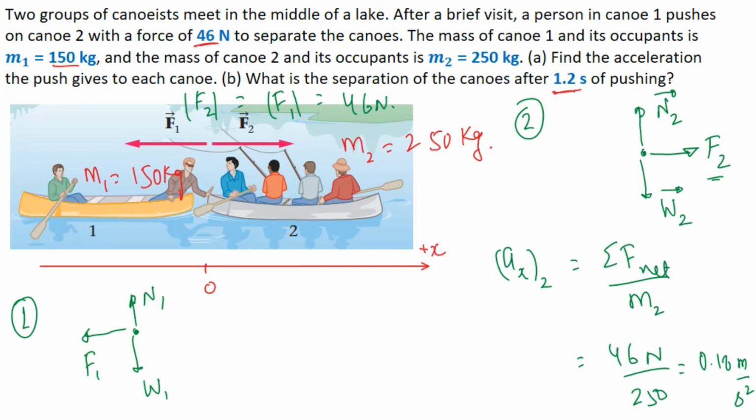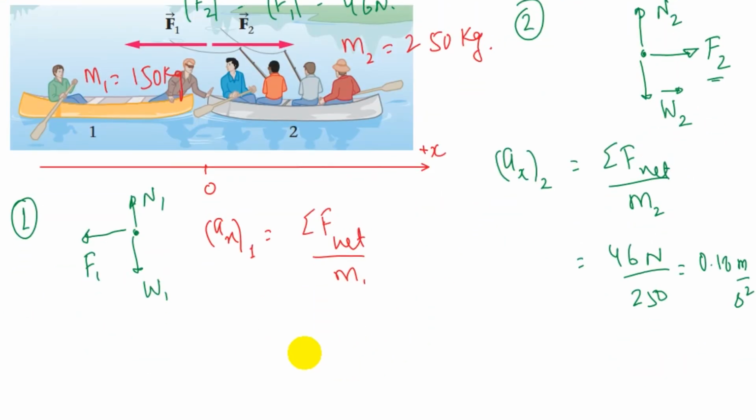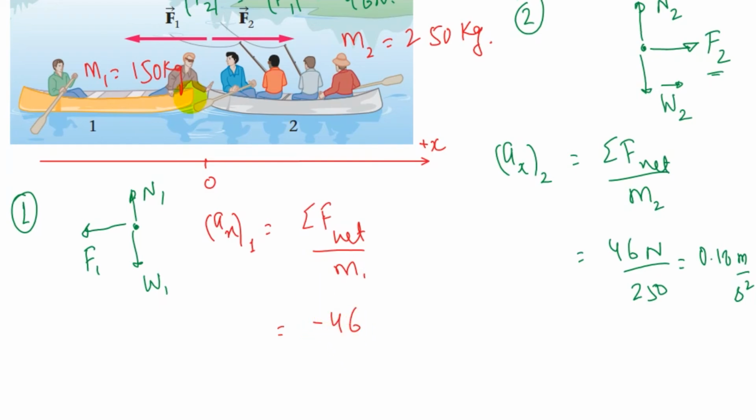Now again we can use Newton's second law of motion. So a_x for canoe 1 would be sigma F net divided by m1 this time. This time the force is along the negative x, so I'll be writing minus F1, and F1 is 46 Newton, so basically I'm writing minus 46 because it is along the negative x. Divide by the mass, which is 150 kg. So from here the acceleration of canoe 1 equals minus 0.31 meter per second squared. This would be the answer for the A part.